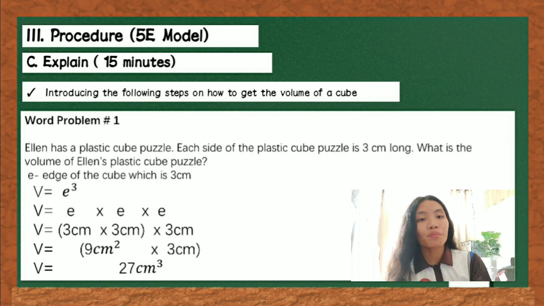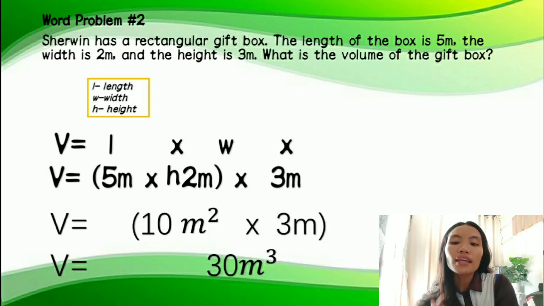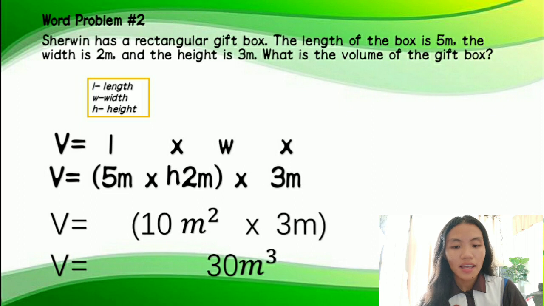And for word problem number 2, Sherwin has a rectangular gift box. The length of the box is 5 meters, the width is 2 meters, and the height is 3 meters. What is the volume of the gift box? First things first, we need to find the length, width, and height. So volume is equal to length times width times height.